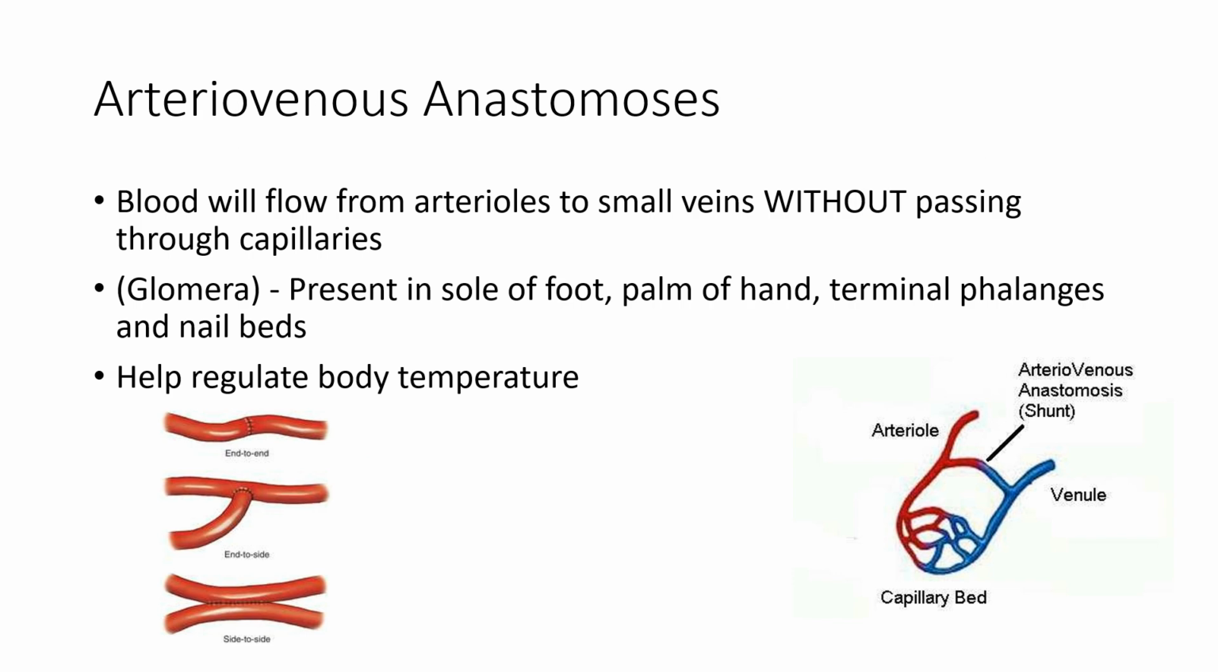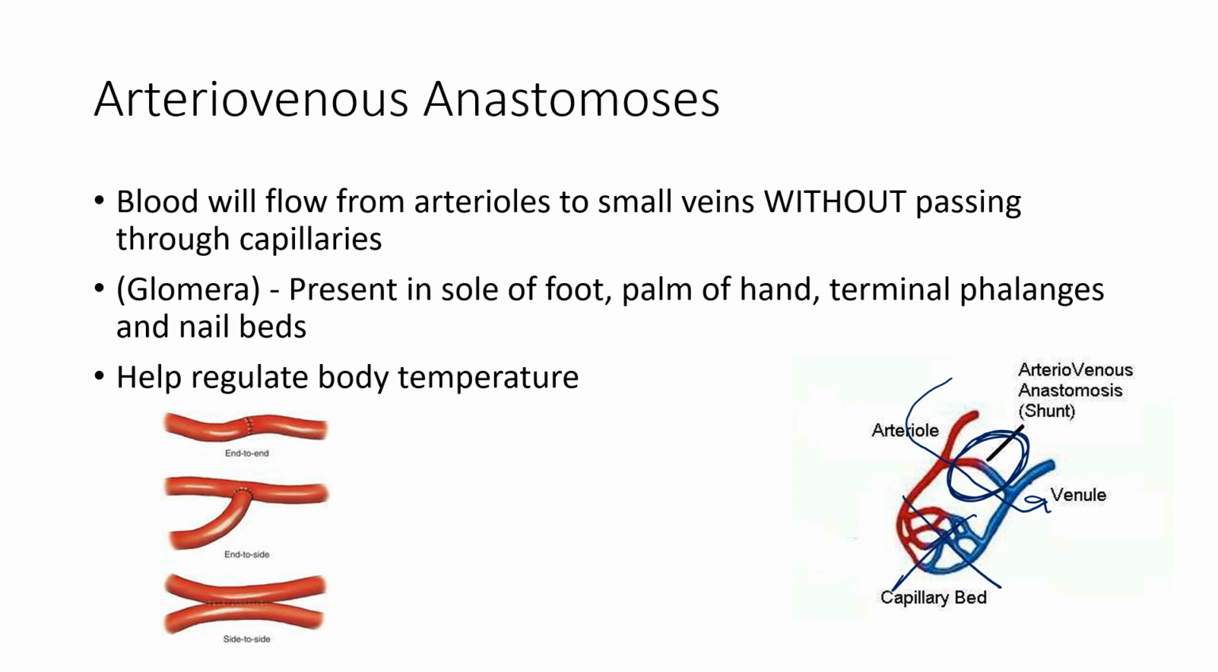Arteriovenous anastomosis. So this is another shunt. This is another way to keep blood from entering a capillary bed. So it's going to flow from an arteriole into a venule without passing through the capillary. You can see right here, you have a little shunt. If it passes from the arteriole to the venule, it's not going through that capillary bed.